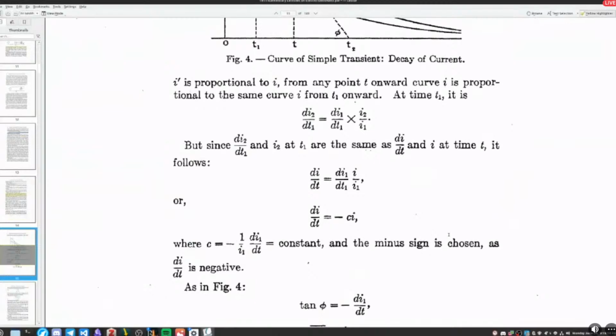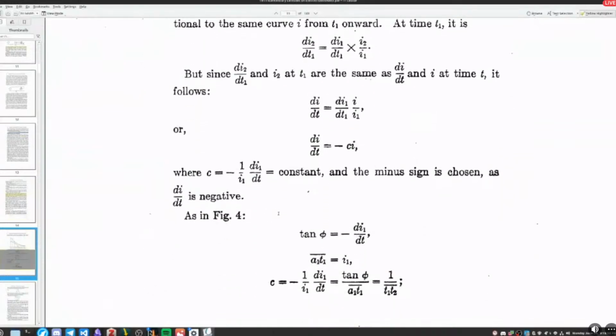But since di2 with respect to dt1 and I2 and t1 are the same as di with respect to dt and I at the time t, it follows that di over dt equals di1 over dt1 times I over I1, or di over dt equals negative cI, where c equals 1 over I1 times di1 with respect to dt, and that's a constant. And the minus sign is chosen as di over dt is negative.